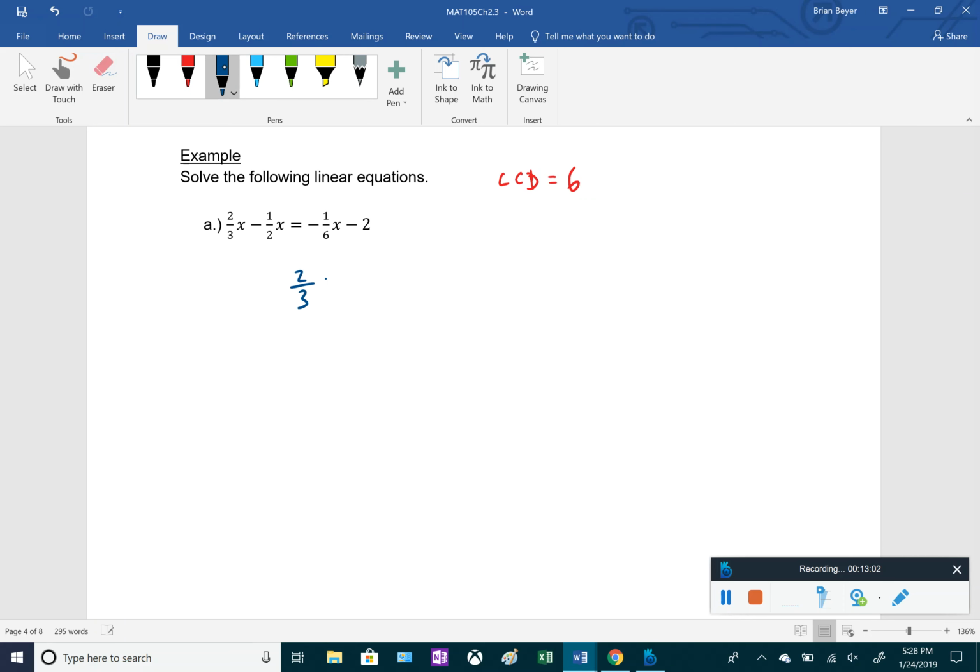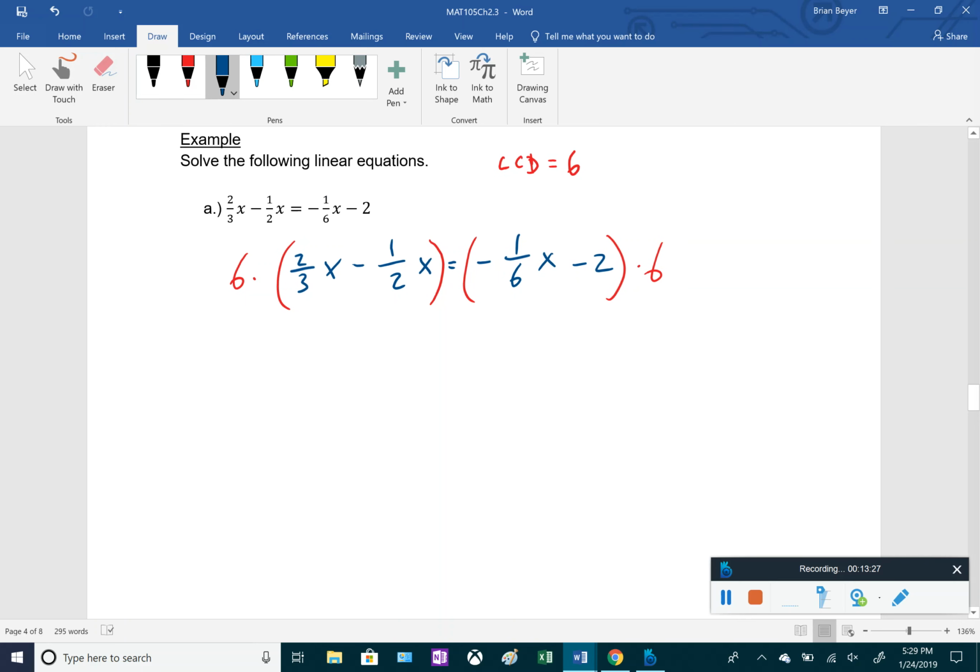So I'm just going to rewrite this. We're going to multiply every single term by 6. The reason we can do that is because that just means we're multiplying both sides of the equation by the same thing. And now we can just think of it as distributing. So if we distribute on the left-hand side, 6 times 2/3, I'm going to multiply that and make it 12/3 x.